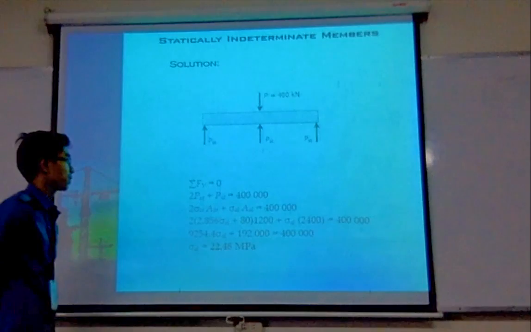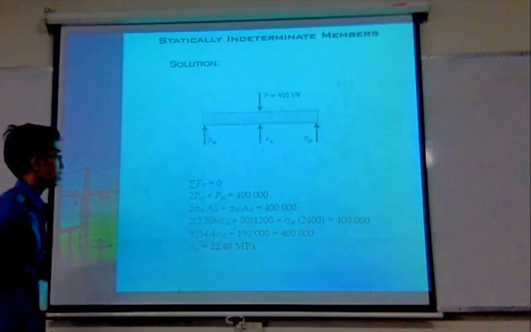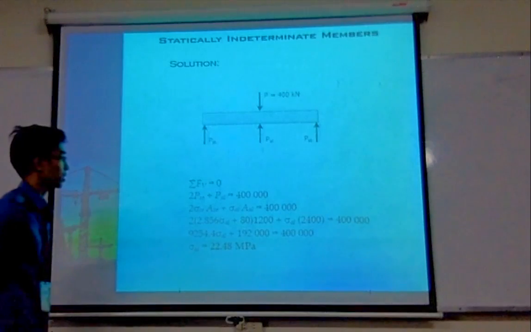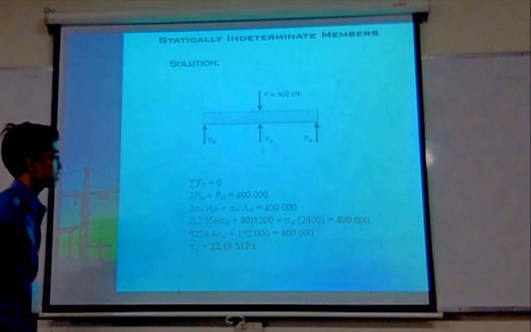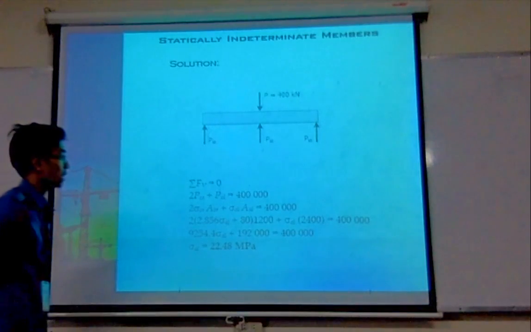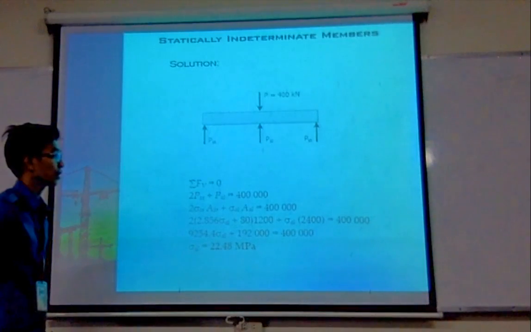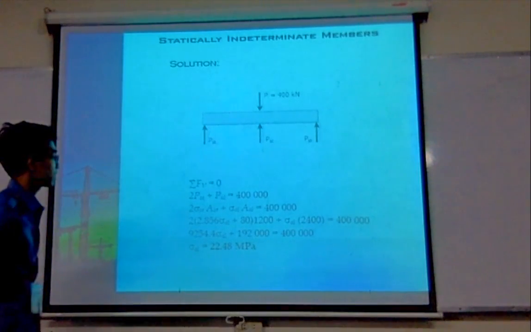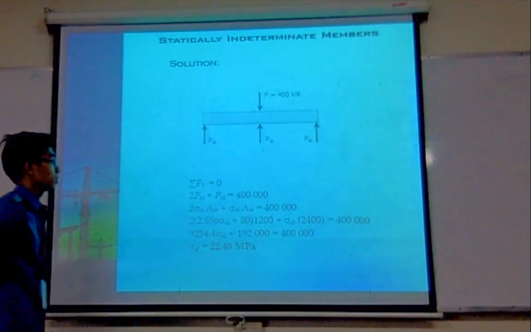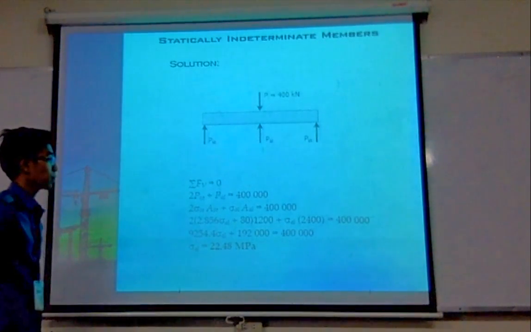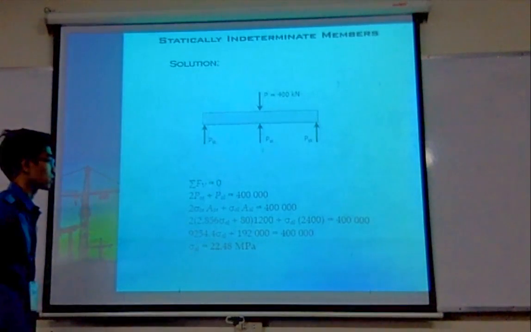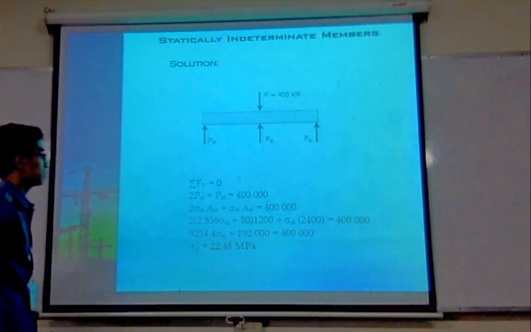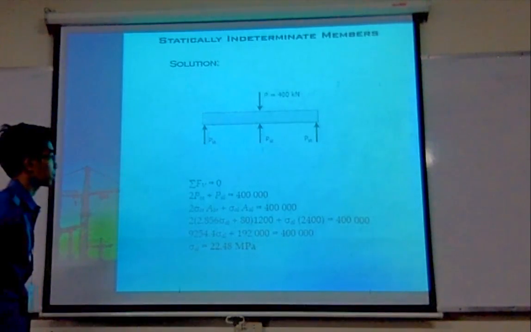Now substituting the values of the equation that we obtained a while ago, that is 2.856 times the stress of the aluminum plus 3, times 1,200 here, plus the stress of aluminum times its area, 2,400 square millimeters, equal to 400,000 newtons. By simplifying that equation, we obtain 9,254.4 times the stress of the aluminum plus 192,000 is equal to 400,000. So our obtained stress of the aluminum is 22.48 megapascals.